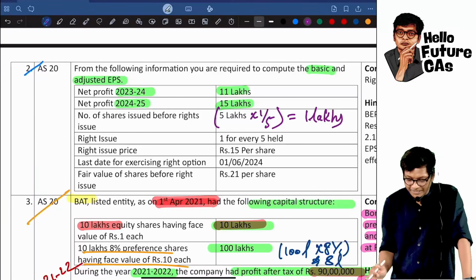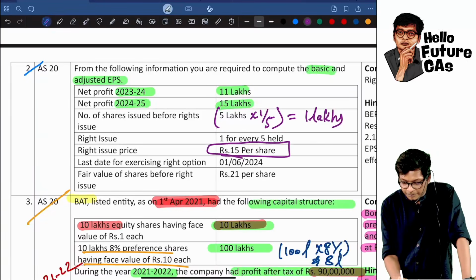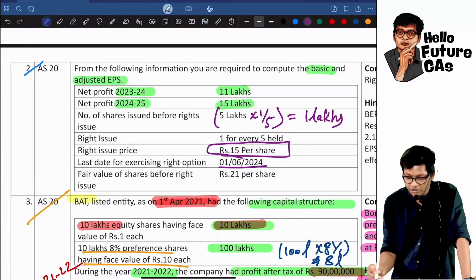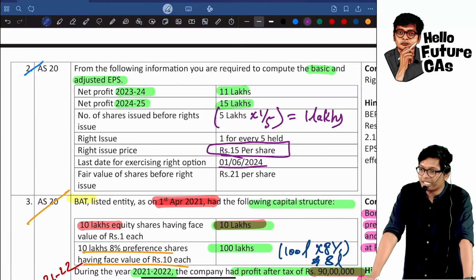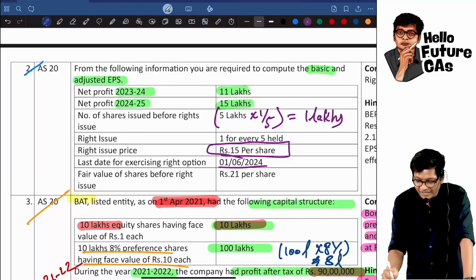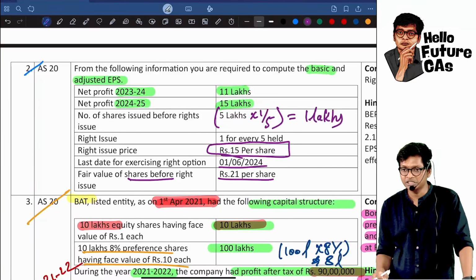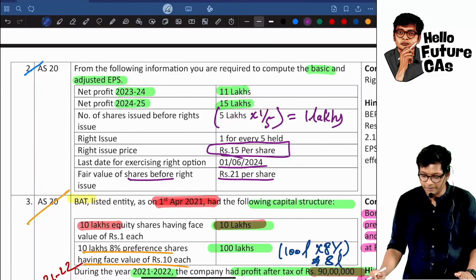Rights issue price is 15 rupees per share. Last date for exercising rights is 1st June 2024, and fair value before rights issue is 21 rupees per share. Let me put these facts into a timeline.